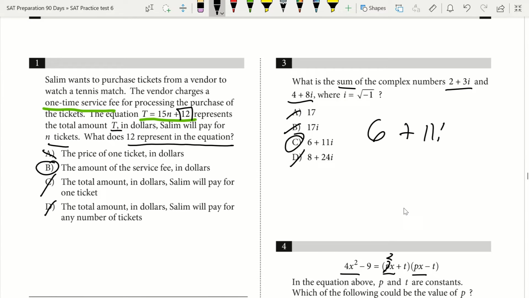We're asked for what 12 represents in this equation. We see I already underlined that it's going to be a one-time service fee. And what I'm going to do here is switch to the color blue so you can see what I'm doing on my second pass through. Okay, so I see I'm asked for what 12 represents. I go through, I see my equation. I see 12 is going to be an intercept. I see that that's going to be my one-time service fee. So answer B is going to be correct then. So I've checked that one.